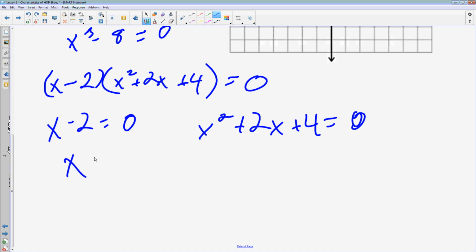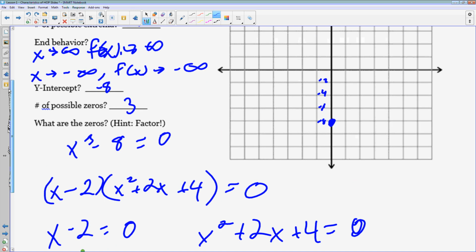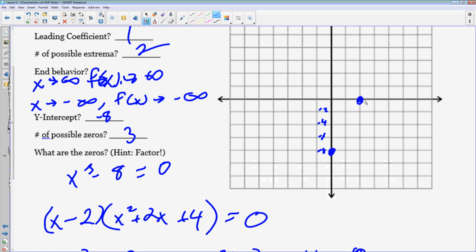So this one's really easy, right? x equals 2. That's nice. x equals 2. Put a point there.